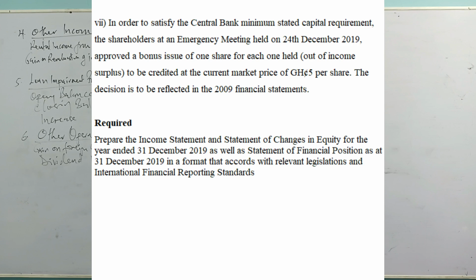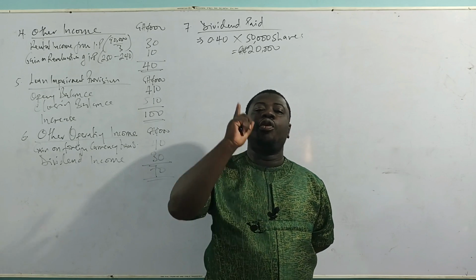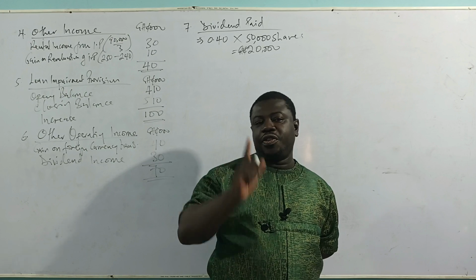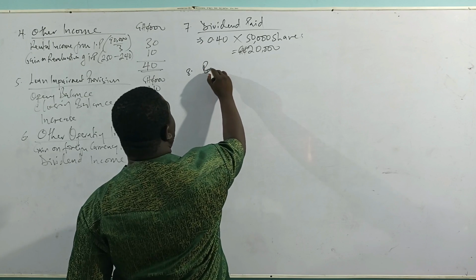In order to satisfy central bank minimum capital requirement, the shareholders at an emergency meeting on 24th December 2019 approved a bonus issue of 1 share for each one held out of income surplus to be credited at the current market price of 5 cedis per share. This decision is to be reflected in the 2019 financial statement. So that one is 5 cedis times the number of shares, because we are giving bonus for 1 for each holding. So 50,000 shares times 5 cedis. Okay, so working 8, I can say bonus shares.